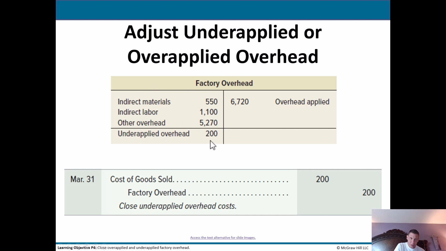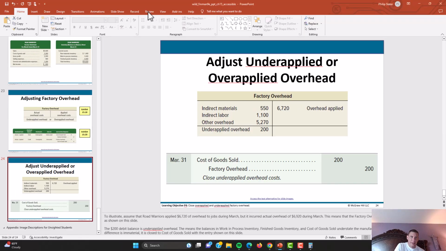So what we're saying is we under-applied it by 200. We should have applied 6,920, but we only applied 6,720, right? So we basically got a $200 debit balance over here. So the way we're going to fix that is we're going to debit or increase cost of goods sold, and then we're going to record the credit to factory overhead, and that's going to basically zero out factory overhead, ready for the next period. And then we've now recorded that extra 200 bucks of cost. Okay, that's the video. Take good care.